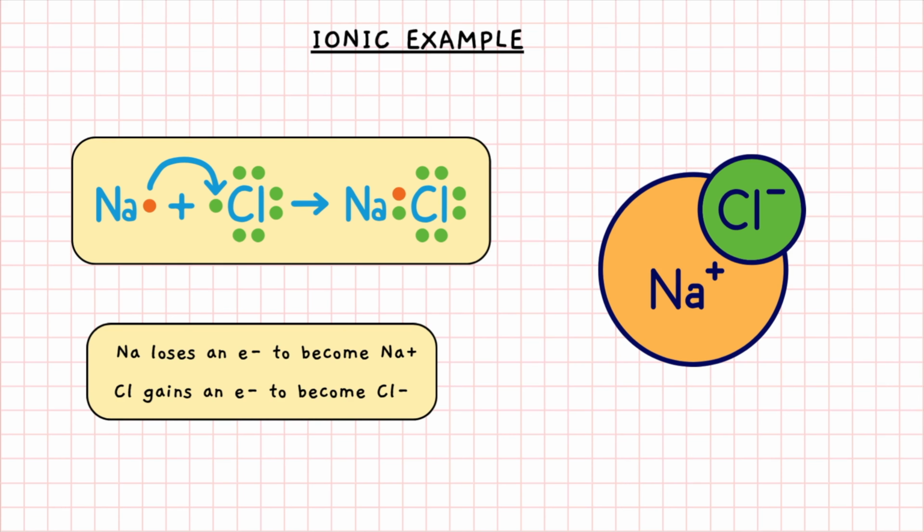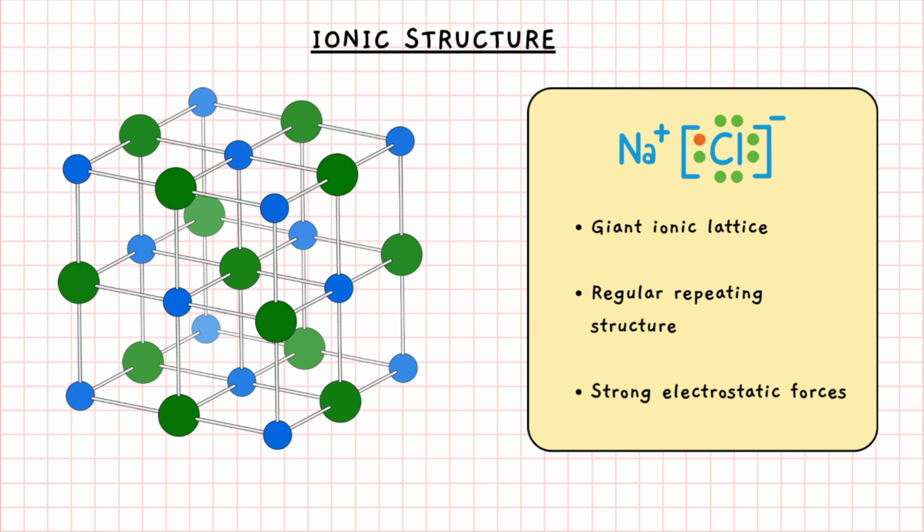Let's look at sodium and chlorine. Sodium loses one electron to become Na+. Chlorine gains one electron to become Cl-. These opposite ions attract, forming an ionic bond. Ionic compounds don't just form pairs, they form a giant lattice structure. This is a repeating pattern of positive and negative ions, and the forces holding them together are very strong.